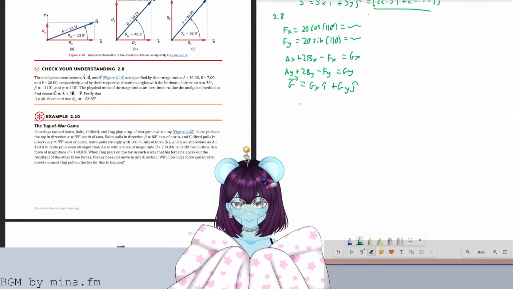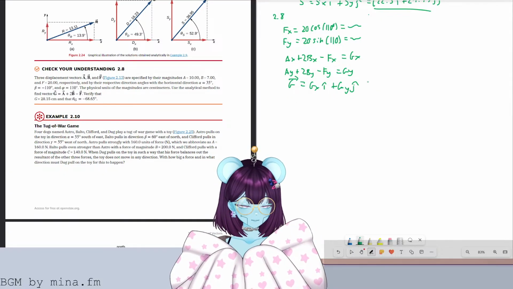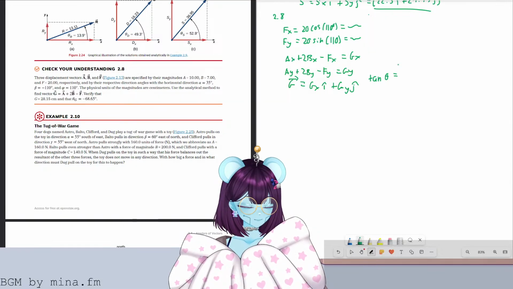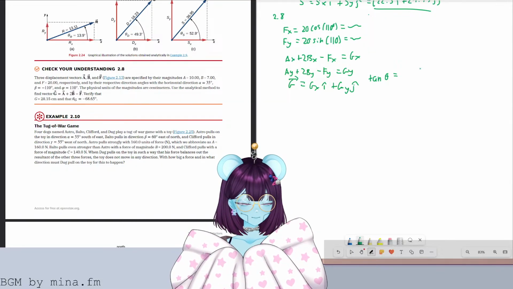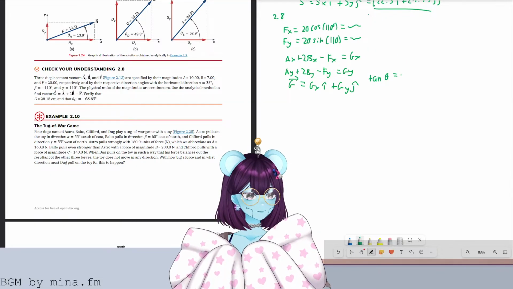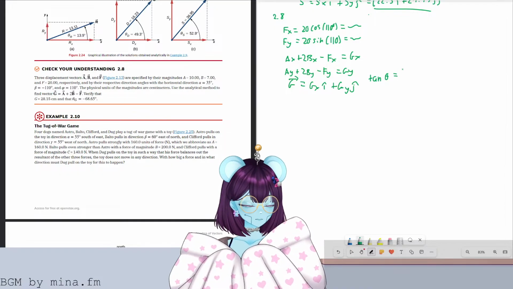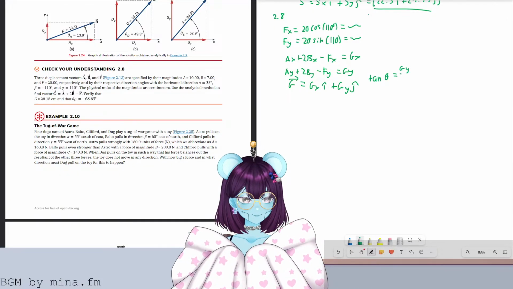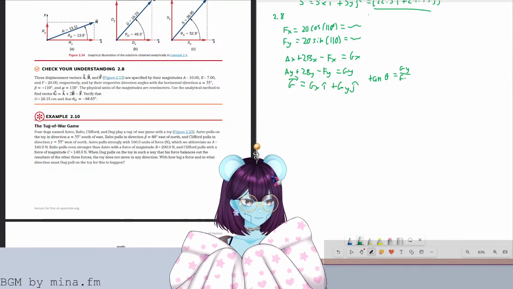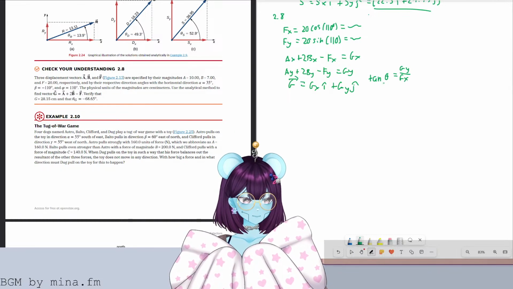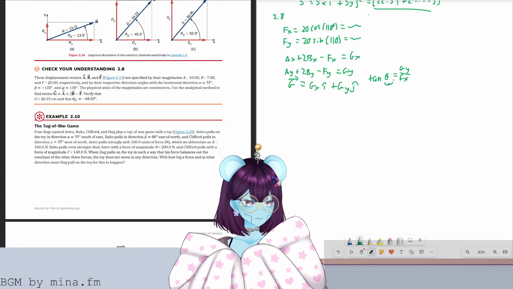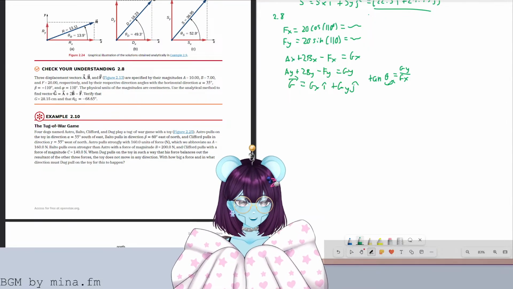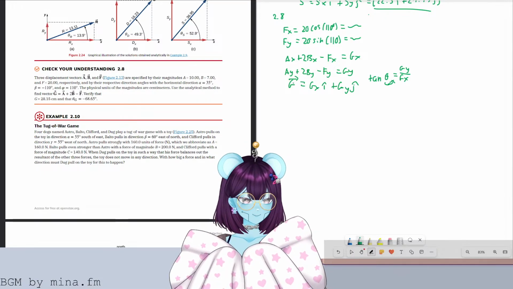And to find the angle, we use the tangent, which would be x, I think? No, it would be gy over gx, right? Opposite over adjacent. So yeah, we get this, and then you just inverse tangent it, and then you can check. But yeah, I think that's how you do check your understanding 28.